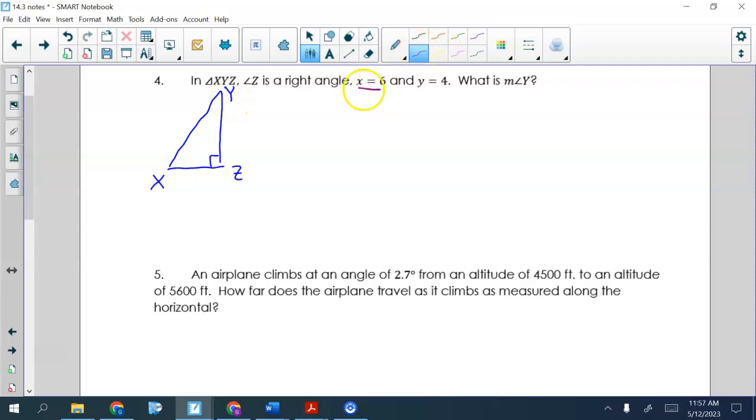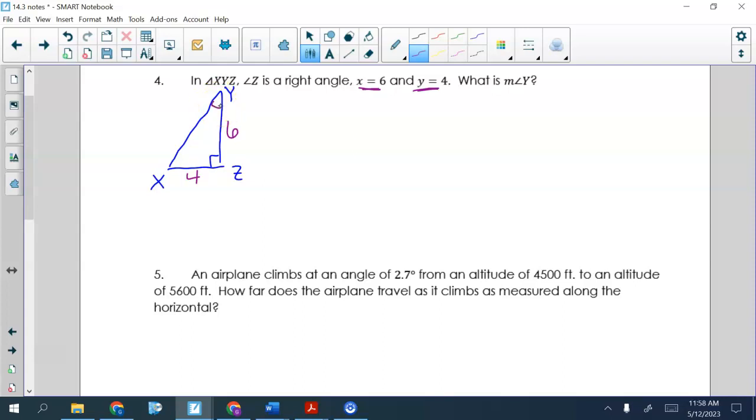Now, when it gives us little x and little y like this, this is the side across from angle X. So the side across from angle X is 6. The side across from angle Y is 4. And we're trying to figure out what is the measure of angle Y.